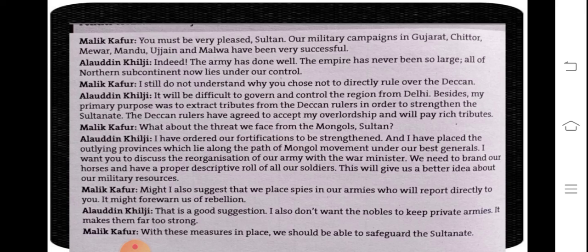Malik Kafur said, "Might I also suggest that we place spies in our armies who will report directly to you? It might forewarn us of rebellion." Alauddin Khilji agreed with this. He said, "That's a good suggestion. I also don't want the nobles to keep private armies. It makes them far too strong." Malik Kafur replied, "With these measures in place, we should be able to safeguard the Sultanate."